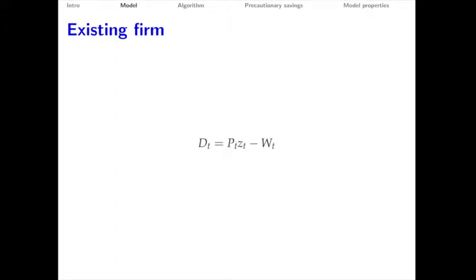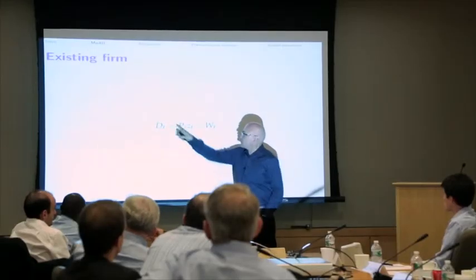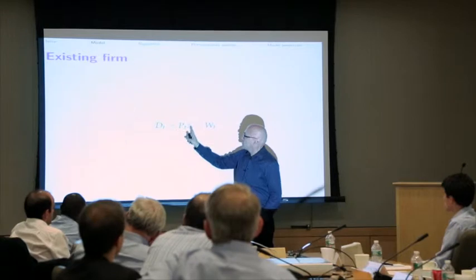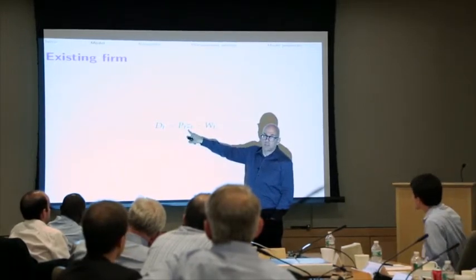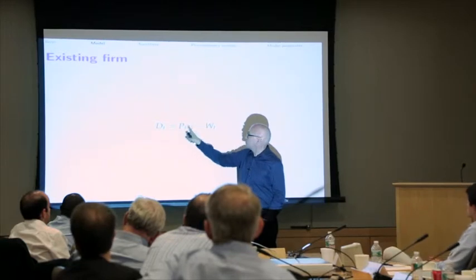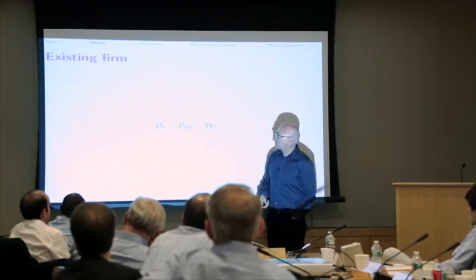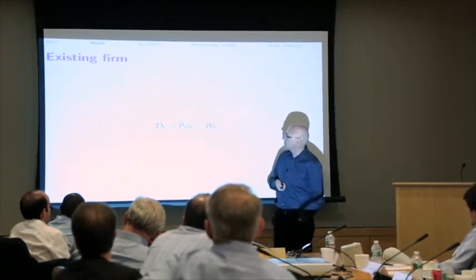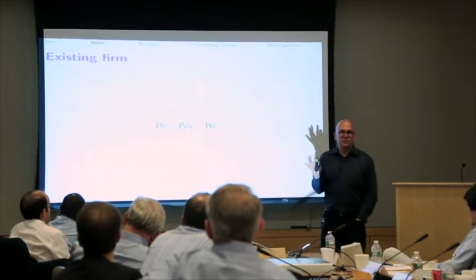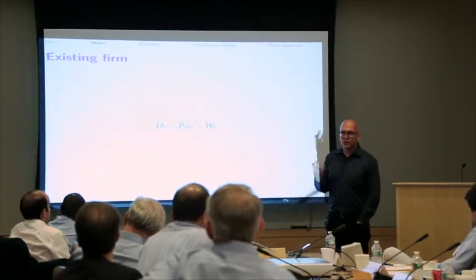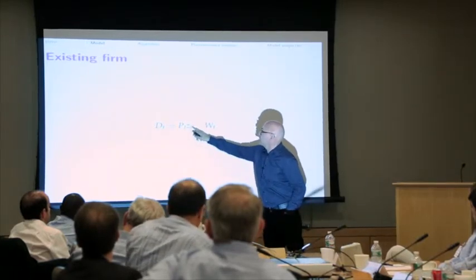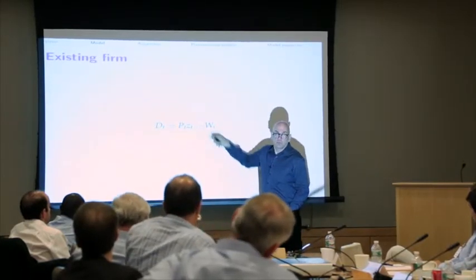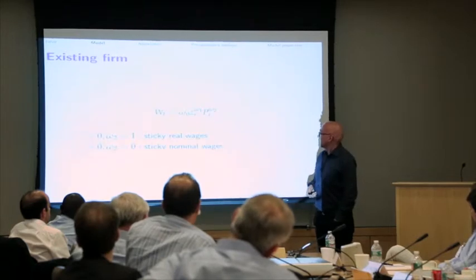Okay, so an existing firm, so these are dividends. ZT is going to be the exogenous, and that's just the aggregate productivity shock. So this puts us in nominal values, and this is the wage rate that's being paid out by each firm. So all firms are identical. Right? There's no idiosyncratic shocks hitting the firms. They have the same ZT, and actually they're going to have the same wage rate that they pay out.